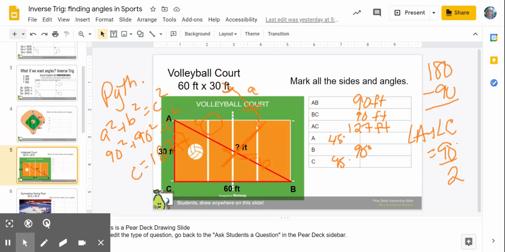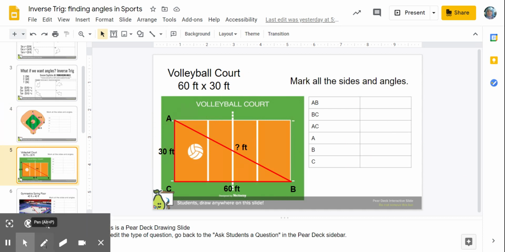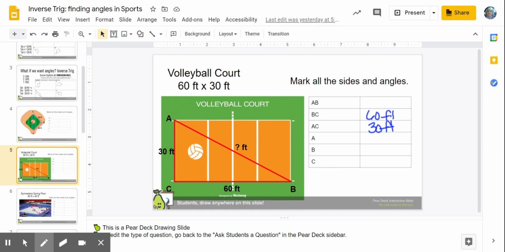Just because we can, let's look and see how number 5 is different. So let's do this one together too. What can I fill in? And then I'll put you in breakout rooms. A to C is 30. What else can I fill in? B to C is 60. What else can I fill in? The 90 degrees. And which angle is that? Now what?